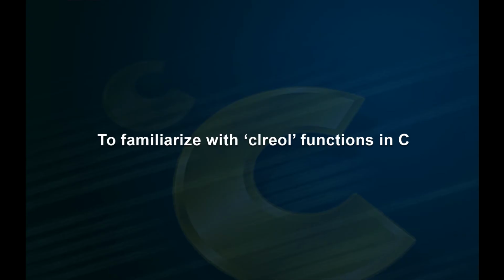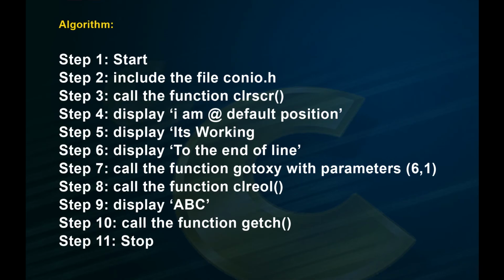Now, let us move to another program to familiarize the function clreol in C. clreol clears all characters from the cursor position to the end of the line within the current text window without moving the cursor. It does not return anything. Let us see the algorithm first. Step 1, start. Step 2, include the file conio.h.